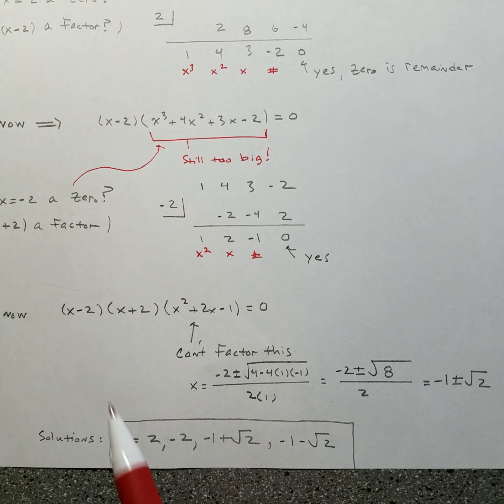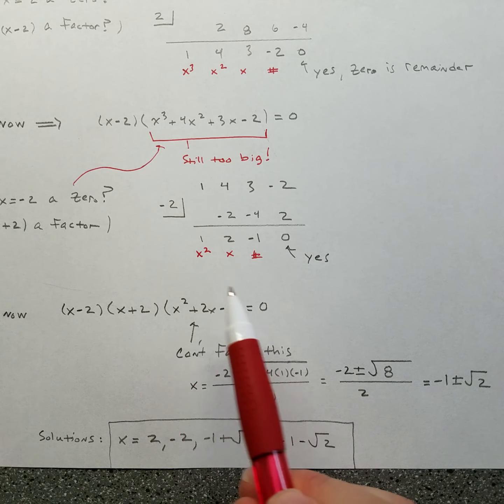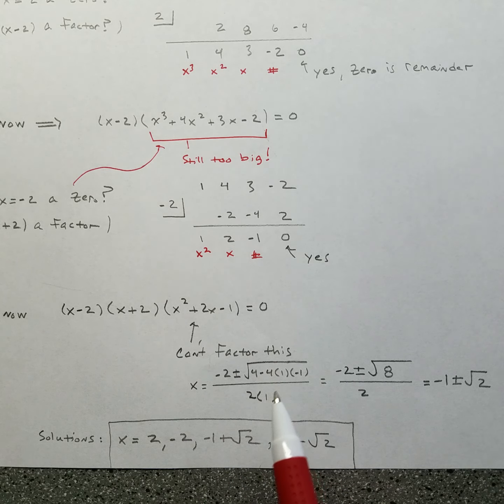So you'll get 2 from this one, -2 from this one, and out of that, since we can't factor it, we'll use the quadratic formula. We'll get -1 plus root 2, -1 minus root 2. And those are all the answers.